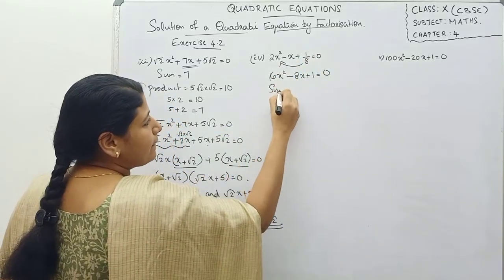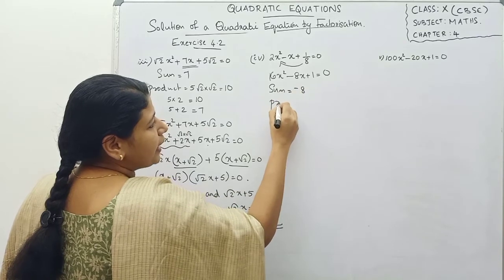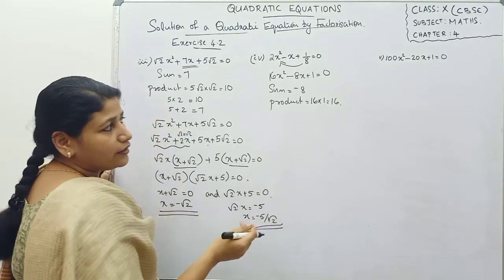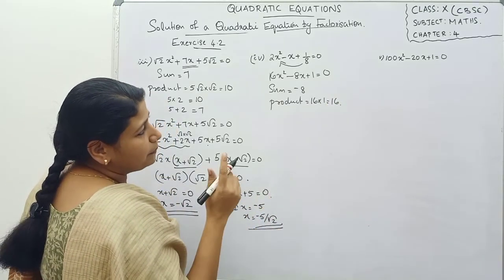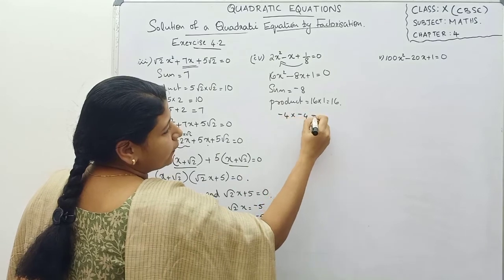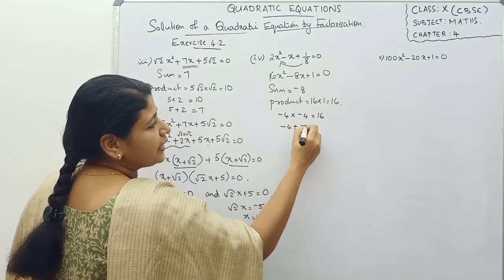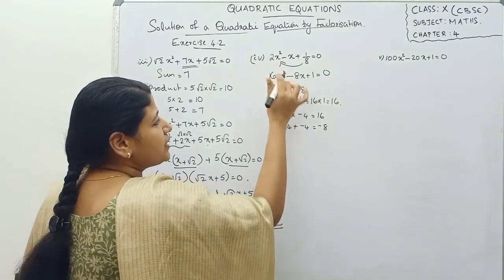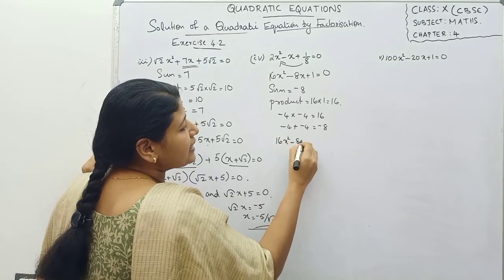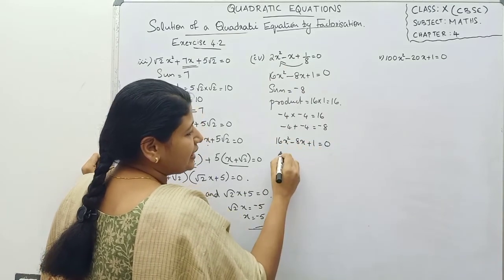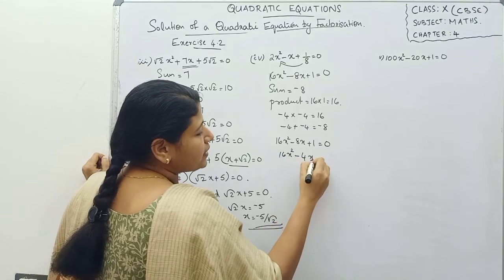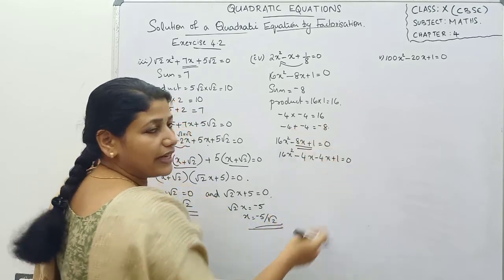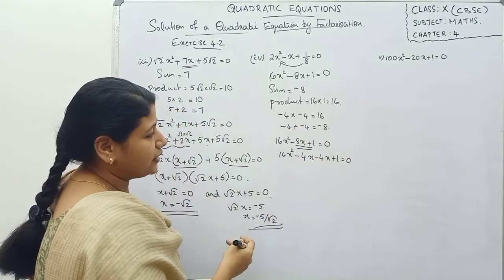Now we can write the sum which is negative 8 and the product 16 into 1 which is equal to 16 itself, isn't it? From this we can find the two numbers. Negative 4 into negative 4 is 16 and negative 4 plus negative 4 is negative 8. Now we are going to split the middle term of this equation 16x square minus 8x plus 1 equal to 0 as 16x square minus 4x minus 4x plus 1 equal to 0, since we find out that this minus 8 can be written as negative 4 plus negative 4.